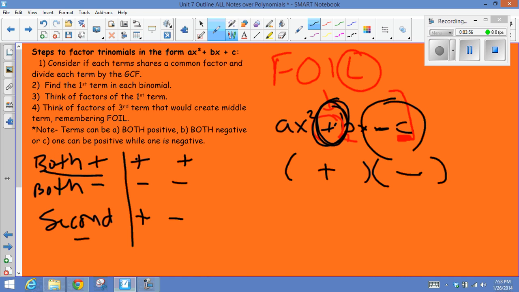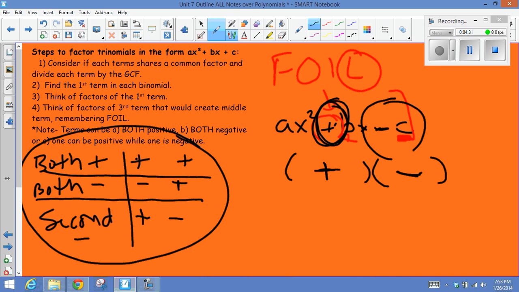If the second sign is positive, then both of my signs are the same. If the second sign is negative, then one's positive and one's negative. That's enough to get you going. Any more and we'll just get confusing.